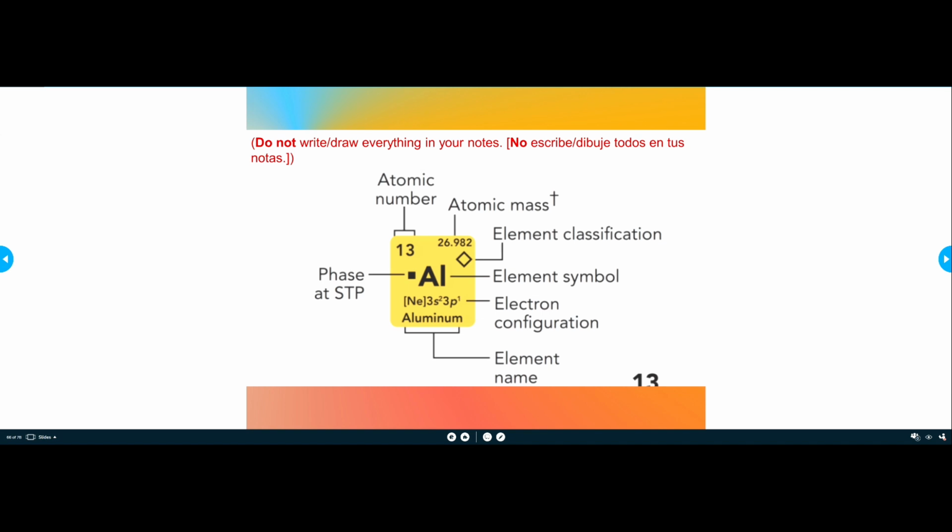Most elements like sodium, calcium, and others do end in IUM. But in American English, for this example, we have aluminum. Other countries, such as those who speak Spanish, would pronounce aluminum aluminio.